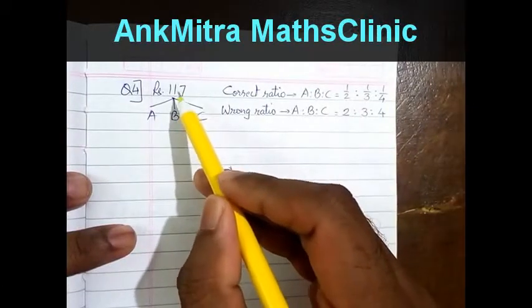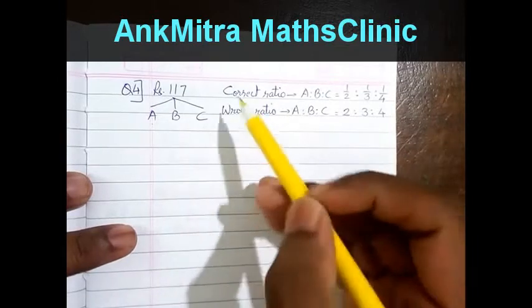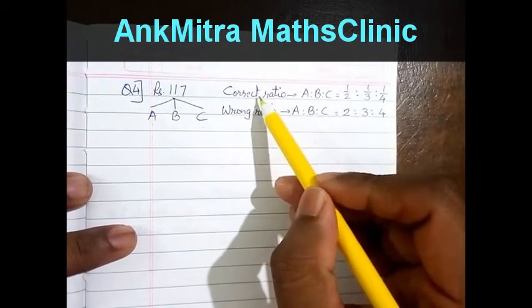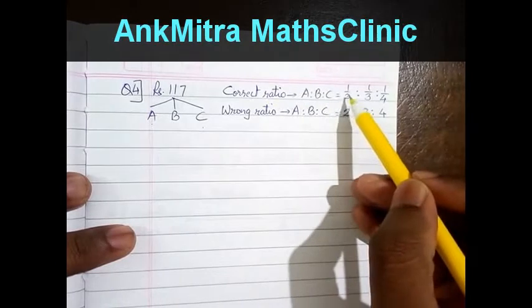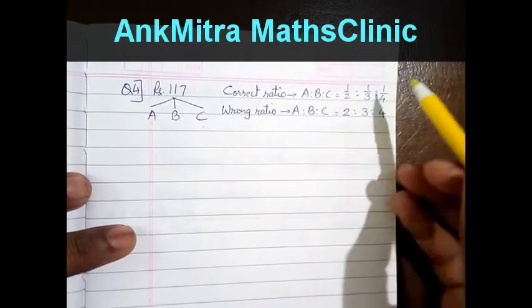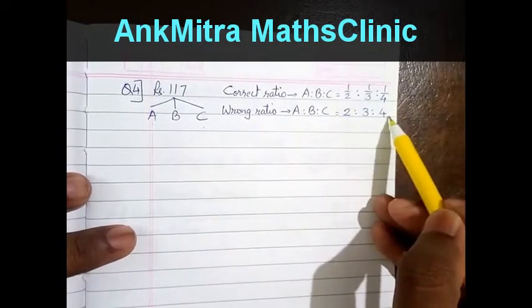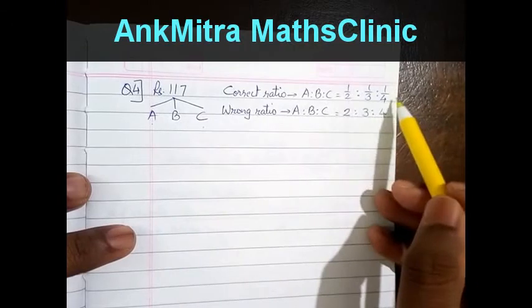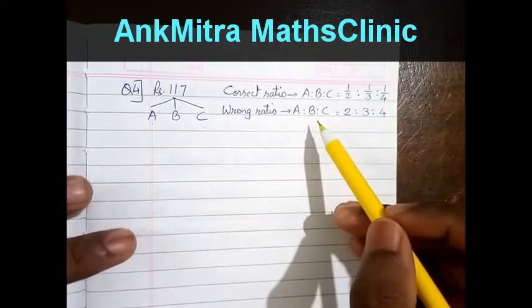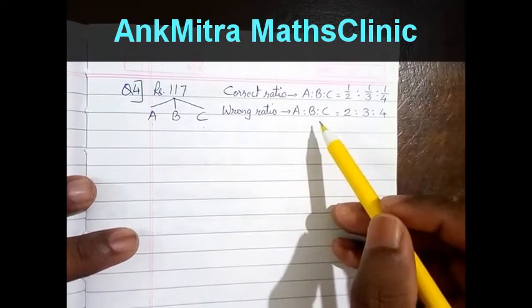Here rupees 117 is to be distributed amongst A, B and C. The actual ratio of distribution was 1/2 is to 1/3 is to 1/4, but by mistake the ratio applied was 2 is to 3 is to 4, that is the reciprocal of these three numbers. So we are asked to find which one of the three gained the most and by how much.